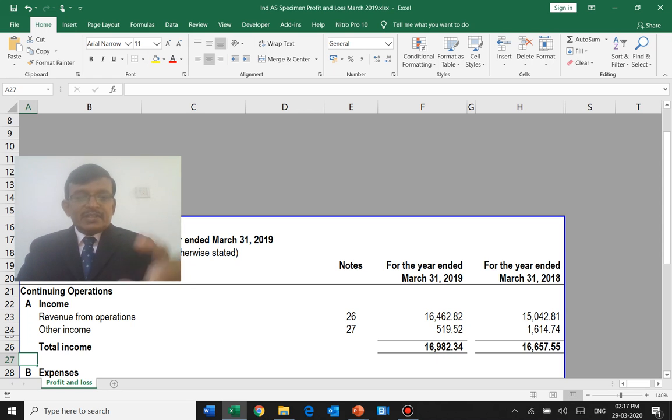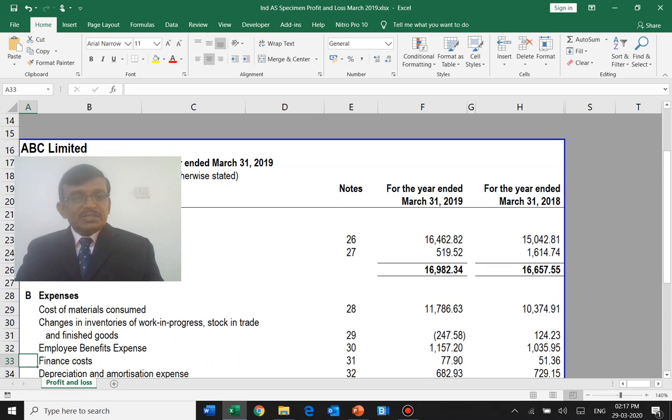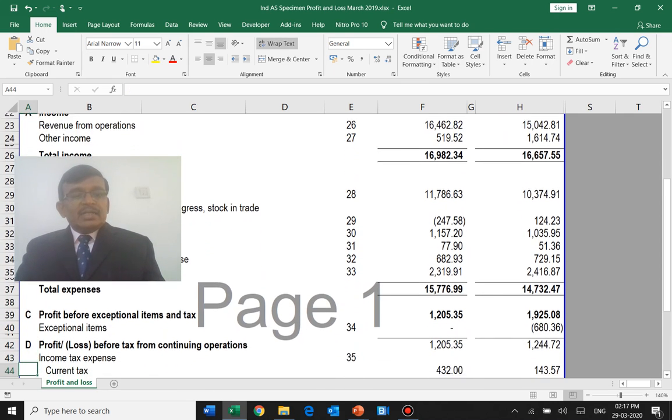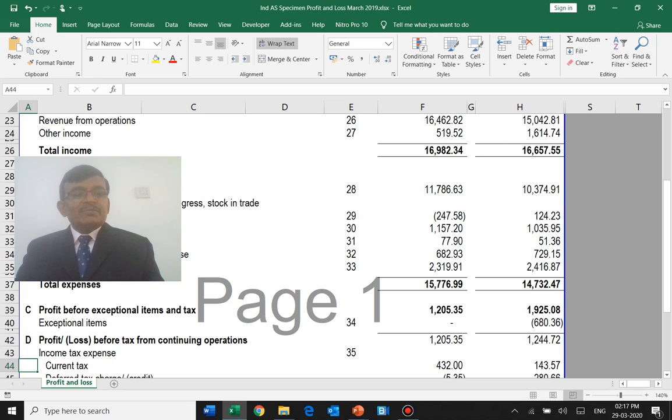Income from continuing operations has to be given separately, and the net result of discontinuing operations has to be given separately. And for your understanding, there is no difference between the existing Schedule 6, which was revised under the 1956 Act, and Schedule 3. So the format remains the same. And the expenses which have to be shown, what I have talked about, cost of material consumed, etc. And profit before exceptional items and tax. Interestingly, there is something which comes into our consideration. Exceptional items. We are not using extraordinary items.